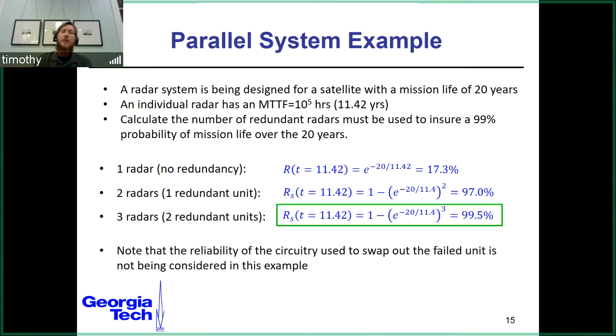So if we have 3 radars, so there's the primary and 2 redundant units, that gives us the third equation, and that gives us a 99.5% chance that our system will survive to the end of the 20-year life cycle. Note that the reliability of the circuitry used to swap out the field unit is not being considered in this example. So that's saying that as we're operating, there are other factors that you might have to figure into this.